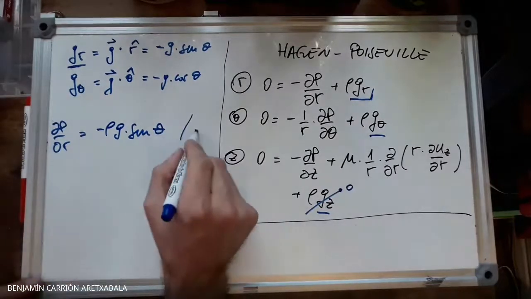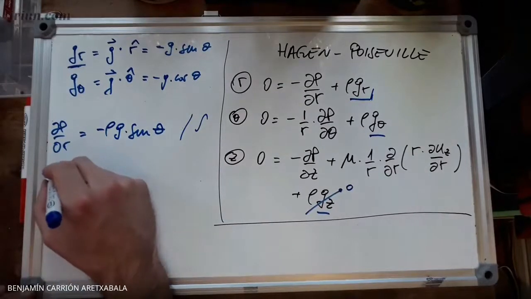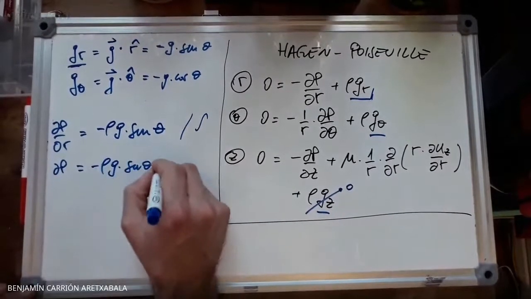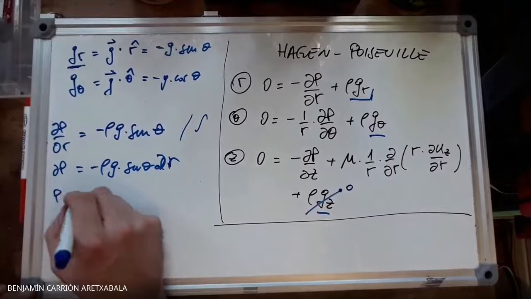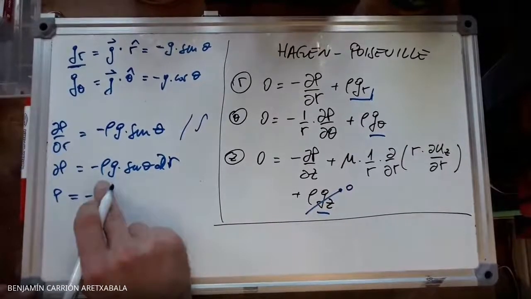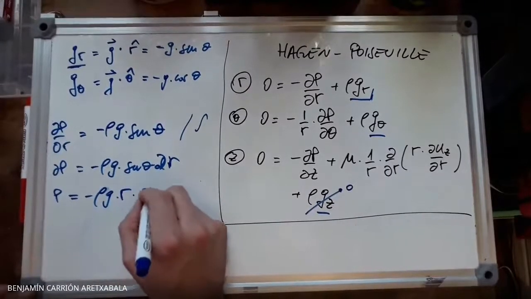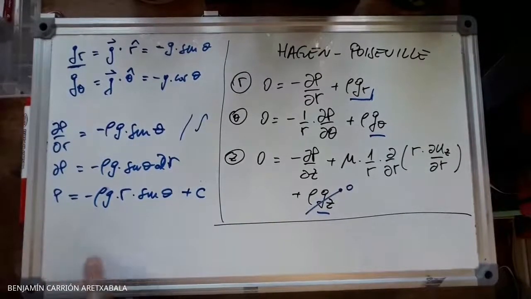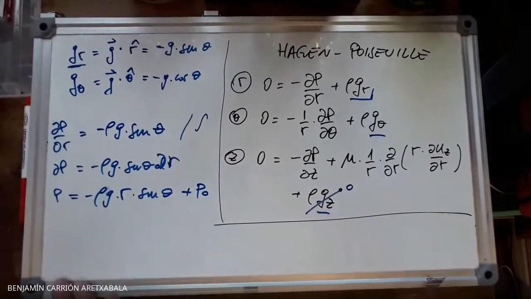Therefore, if we integrate this, I can take the time a bit. So this is dp equals minus rho g sine of theta dr. And if we integrate this, we get p is minus rho g r sine of theta plus a certain constant, right? And I'm going to call this constant P0, some reference pressure, right?